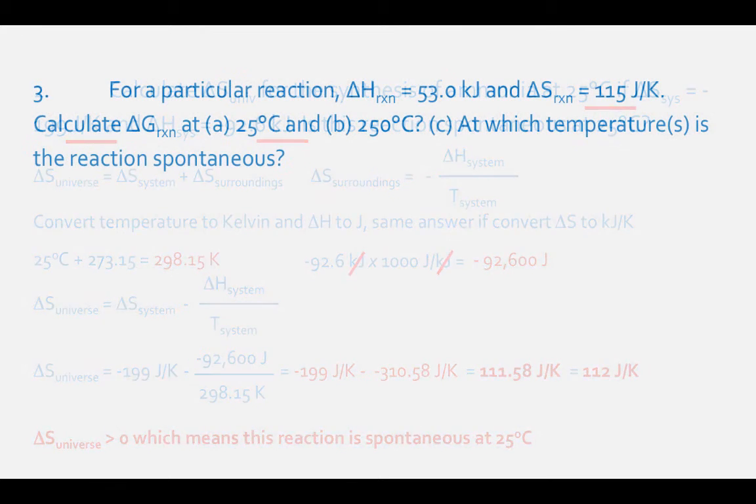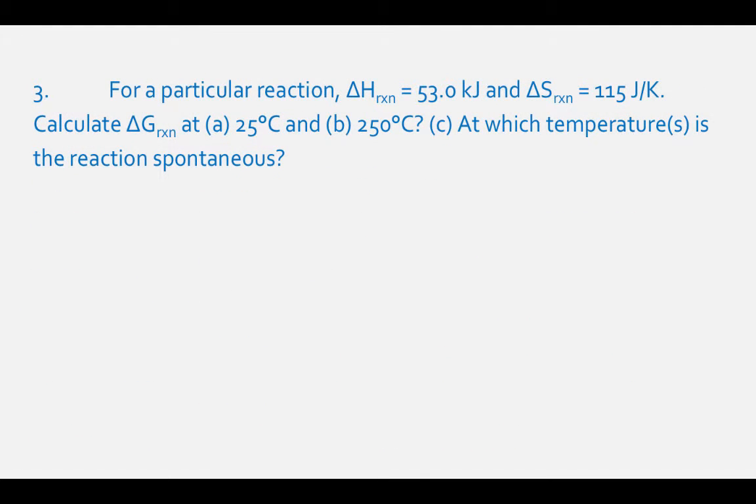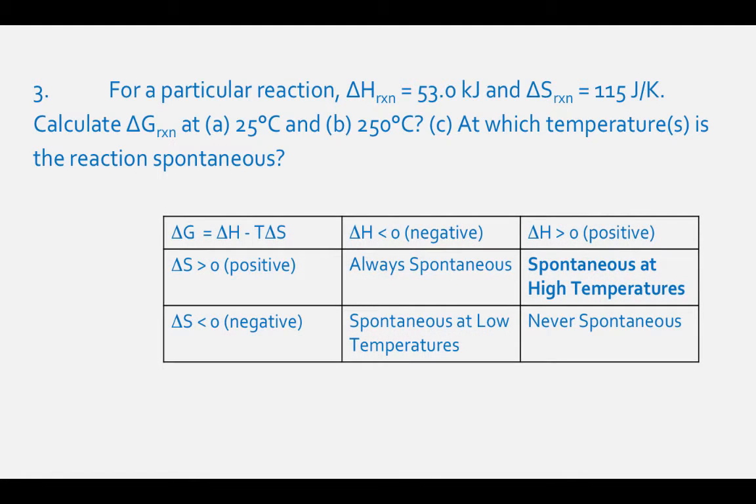For a particular reaction, delta H reaction equals 53.0 kilojoules and delta S reaction equals 115 joules per Kelvin. Calculate the delta G reaction at A, 25 degrees Celsius, and B, 250 degrees Celsius. C, at which temperature is the reaction spontaneous? The equation you want to use for this problem is delta G equals delta H minus T times delta S.